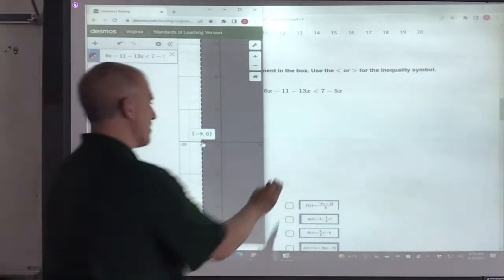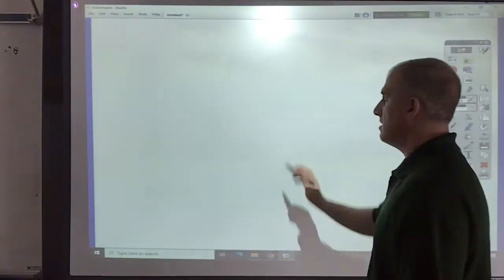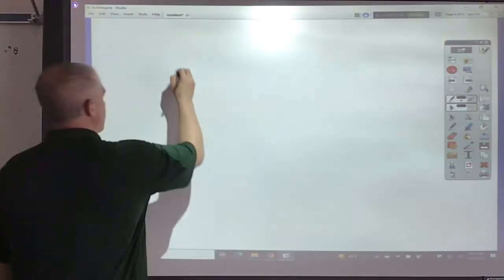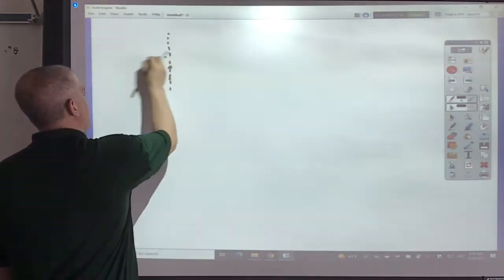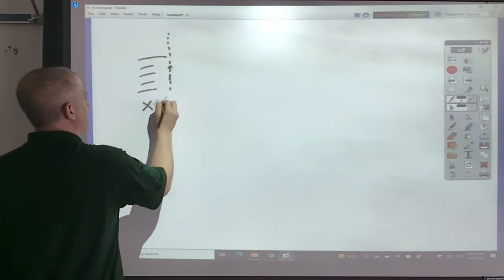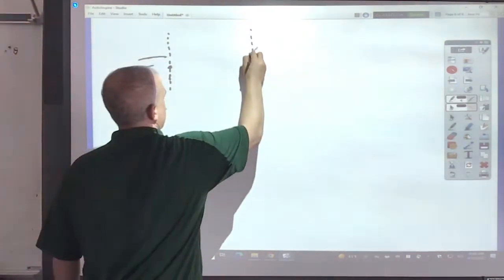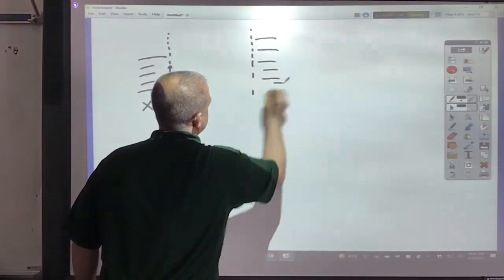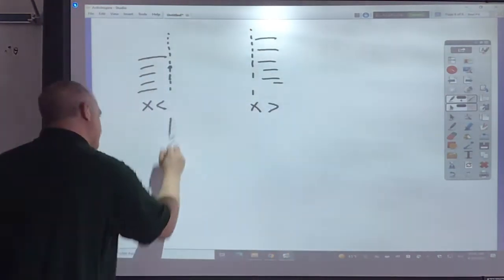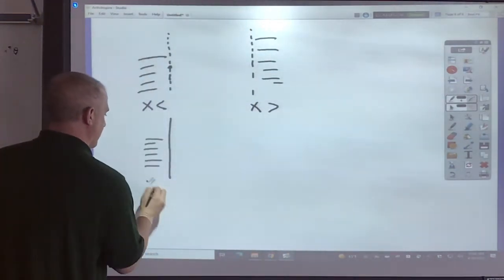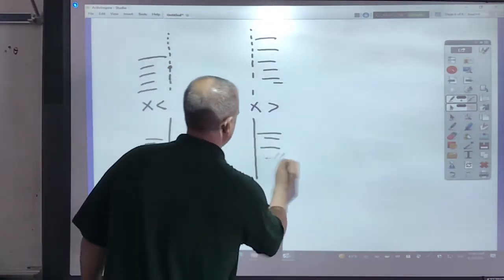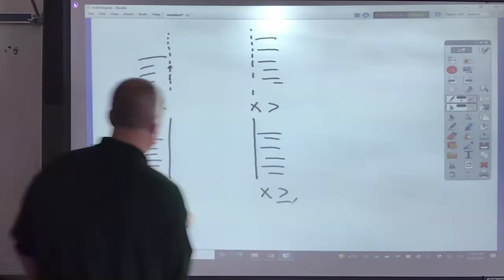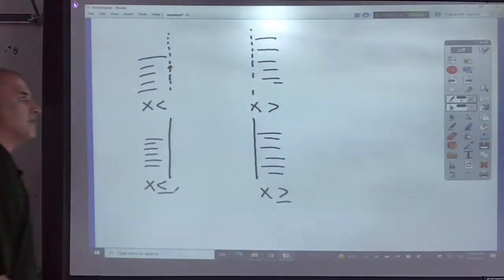Now, we have to be careful, okay? I'm going to pull this up just as a note, okay? If your point is shaded like this, it's going to be x is less than. If it's shaded like this, it's x is greater than. If it's a solid line and it's shaded that way, x less than, okay? Solid line shaded to the right, x greater than or equal to, sorry. Less than or equal to, greater than or equal to.